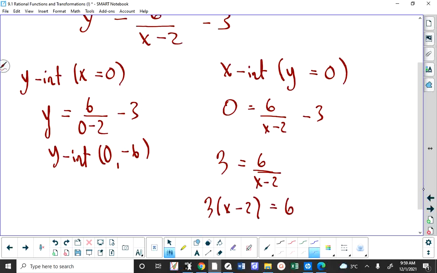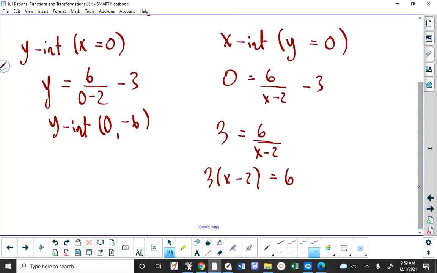And I know, when I teach math 10 and 20, there's a couple of ways to go about this. I don't think you should multiply that 3 through. You can. You can multiply it through and solve it from there. But why don't you just divide both sides by 3 first to get x minus 2 equals 6 over 3, which is 2. So the x-intercept is at 4, comma 0.